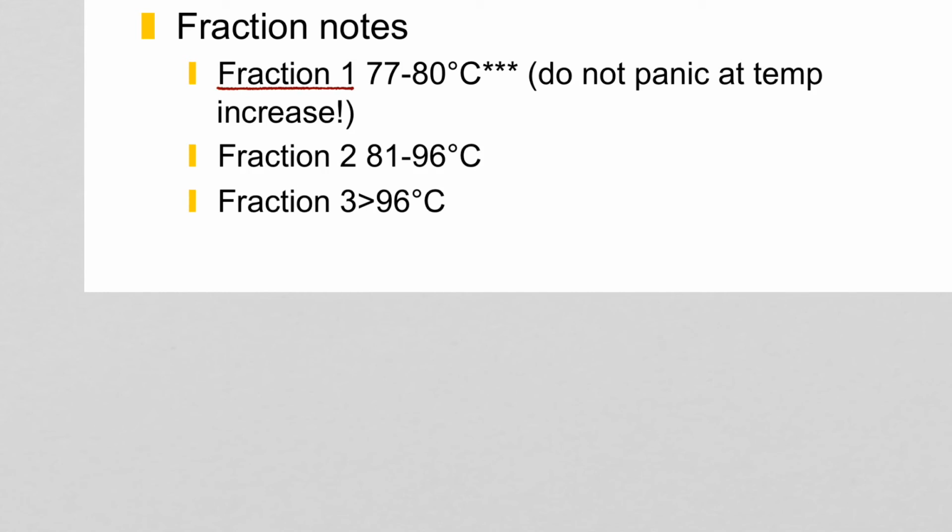Some notes about those fractions. Fraction 1 we're going to collect from 77 to 80 degrees Celsius. And don't panic, the temperature is going to stay the same for a really long time, and then it's going to jump up really quickly. So do not panic when you see the temperature increasing. It's going to stay between 77 to 80 degrees. It may get close to 80, but it'll stay there for a while, and that's hopefully when you will have distilled all of your ethanol, your 95% ethanol. Then you're going to have a pretty quick increase, maybe a slight drop, and then a big increase in temperature, and that's fraction 2. And then finally fraction 3, hopefully at that point you are just collecting water.